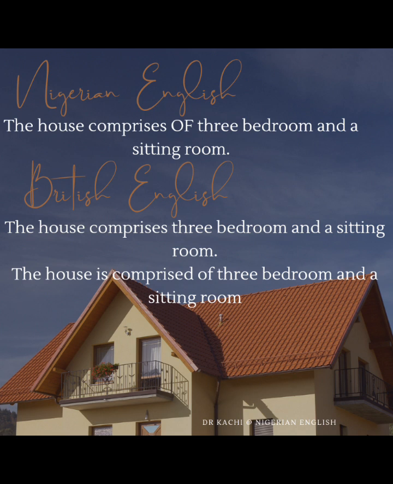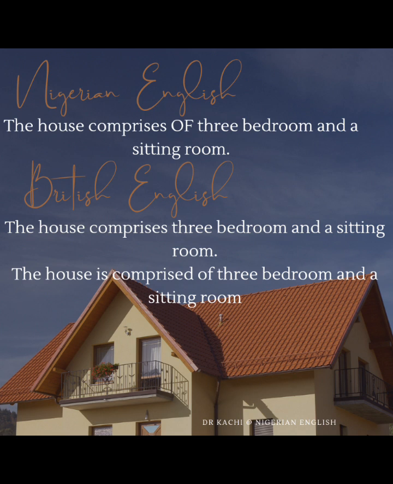Comprise. Nigerians use comprise with of. So you would have something like the house comprises of 3-bedroom and a sitting room, whereas in British English, it would read the house comprises 3-bedroom and a sitting room.